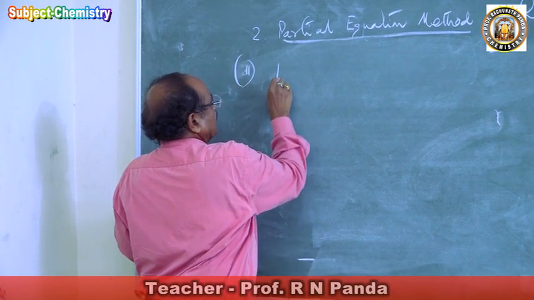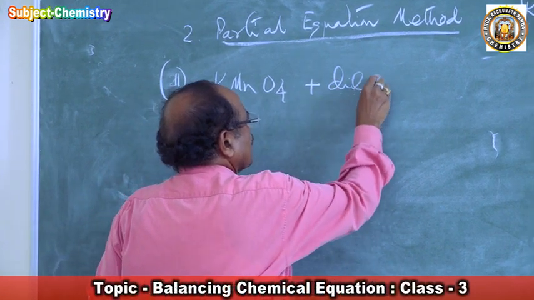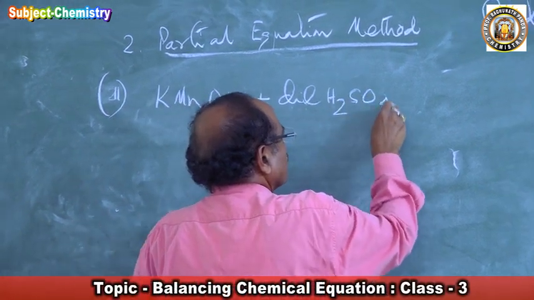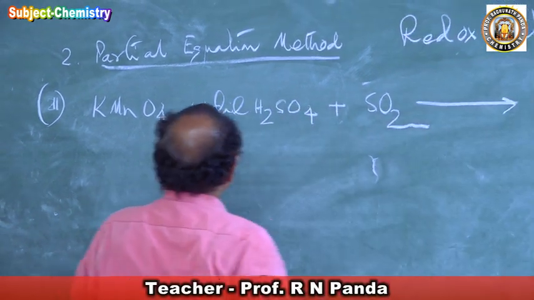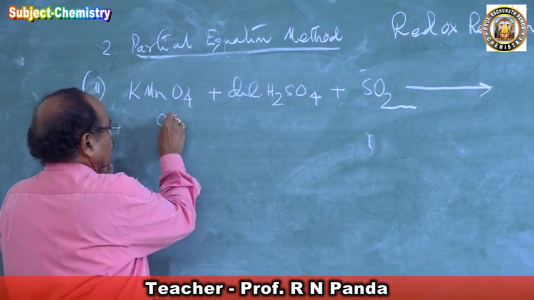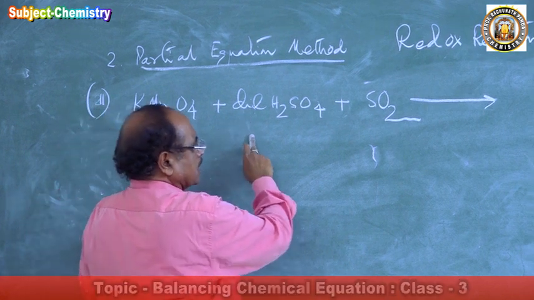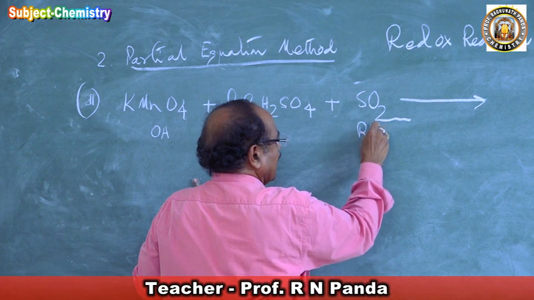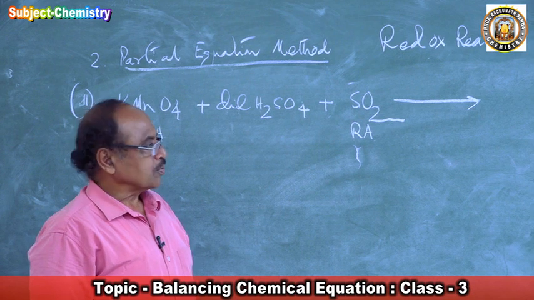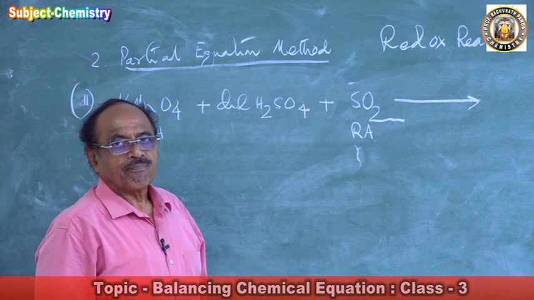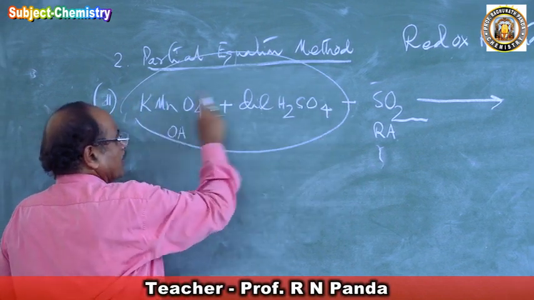We are doing potassium permanganate plus dilute sulfuric acid plus sulfur dioxide. So potassium permanganate is an oxidizing agent, OA I am writing, oxidizing agent. Dilute sulfuric acid is a medium, and the sulfur dioxide is a reducing agent, RA I am writing. So how will the reaction take place? So you know the reaction now. This part is very clear to you, and this part will react with this part.